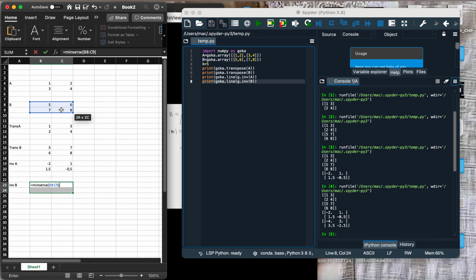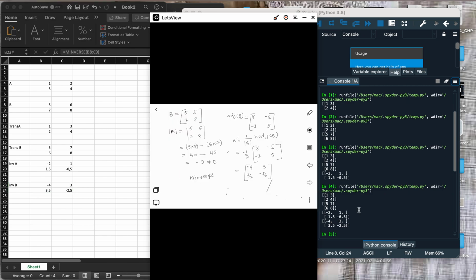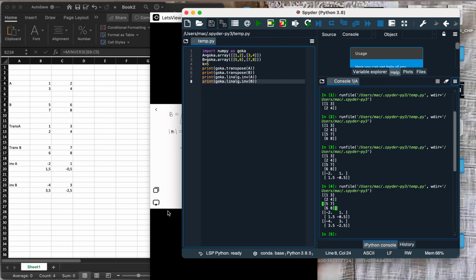But some machines also allow you to just press enter and you get your value. So we have minus 4, 3, 3.5, and then minus 2.5, which is the same thing that we got when we used the pencil and paper approach as well as when we used Python. So it doesn't matter which approach, which tool you are using, the results must always be the same. If the results are not the same, then it means you're doing something wrong somewhere.